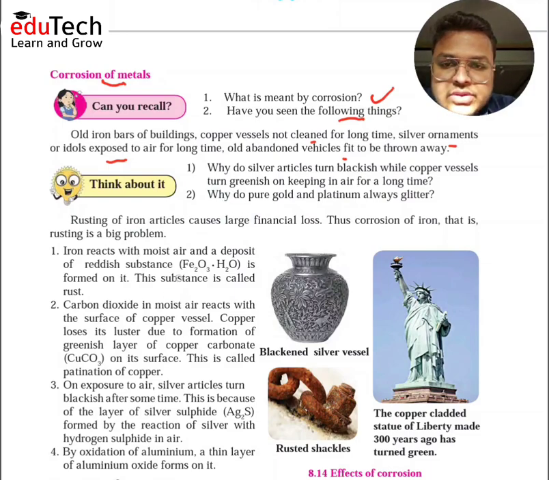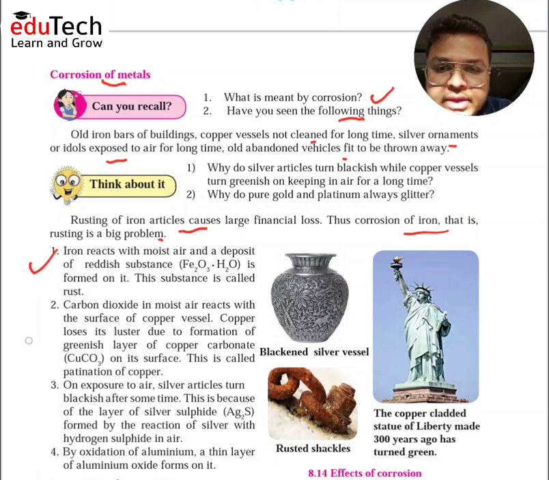Now we are going to see rusting of iron articles causing large financial losses. Thus corrosion of iron, that is rusting, is a big problem. So in this video we are going to see corrosion of iron, then copper, then silver, and then aluminium.